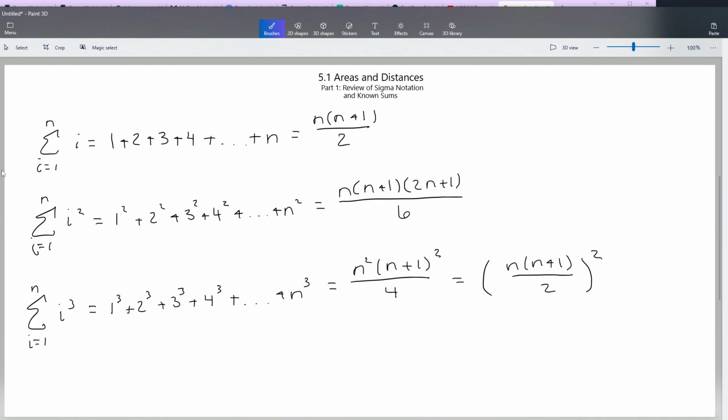Okay, so those are the three most common sums that we need to know. Okay, and those are the ones that we'll probably use during class.